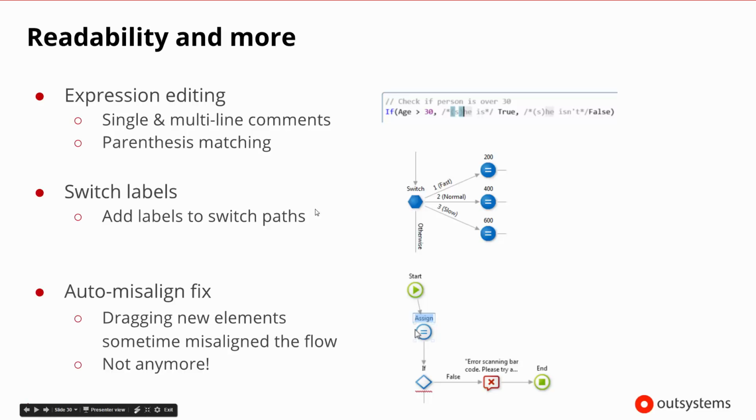The switch has been improved so that you can put labels on all the different switch paths. Occasionally we might have dragged and dropped new elements into a flow and it would somehow misalign the overall flow, making it kind of annoying, and we'd have to go back and do some work to fix that. That's not going to happen anymore, so your flows will all stay nice, and all of your icons, if you keep them well aligned, will stay well aligned.